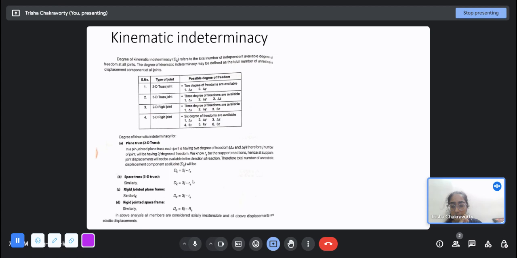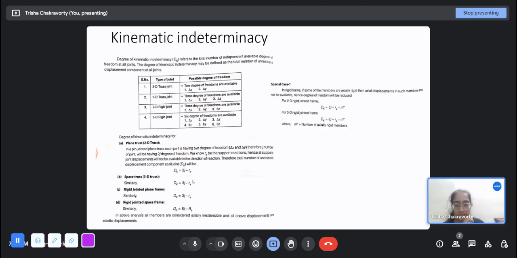In the above analysis, all members are considered inextensible, and all above displacements are elastic displacements. There's a special case in a rigid frame. If some members are axially rigid, then axial displacements in such members may not be available. Hence, the degree of freedom will be reduced. We assume that a frame element can undergo axial deformation, it can undergo shear deformation, and it can undergo bending.